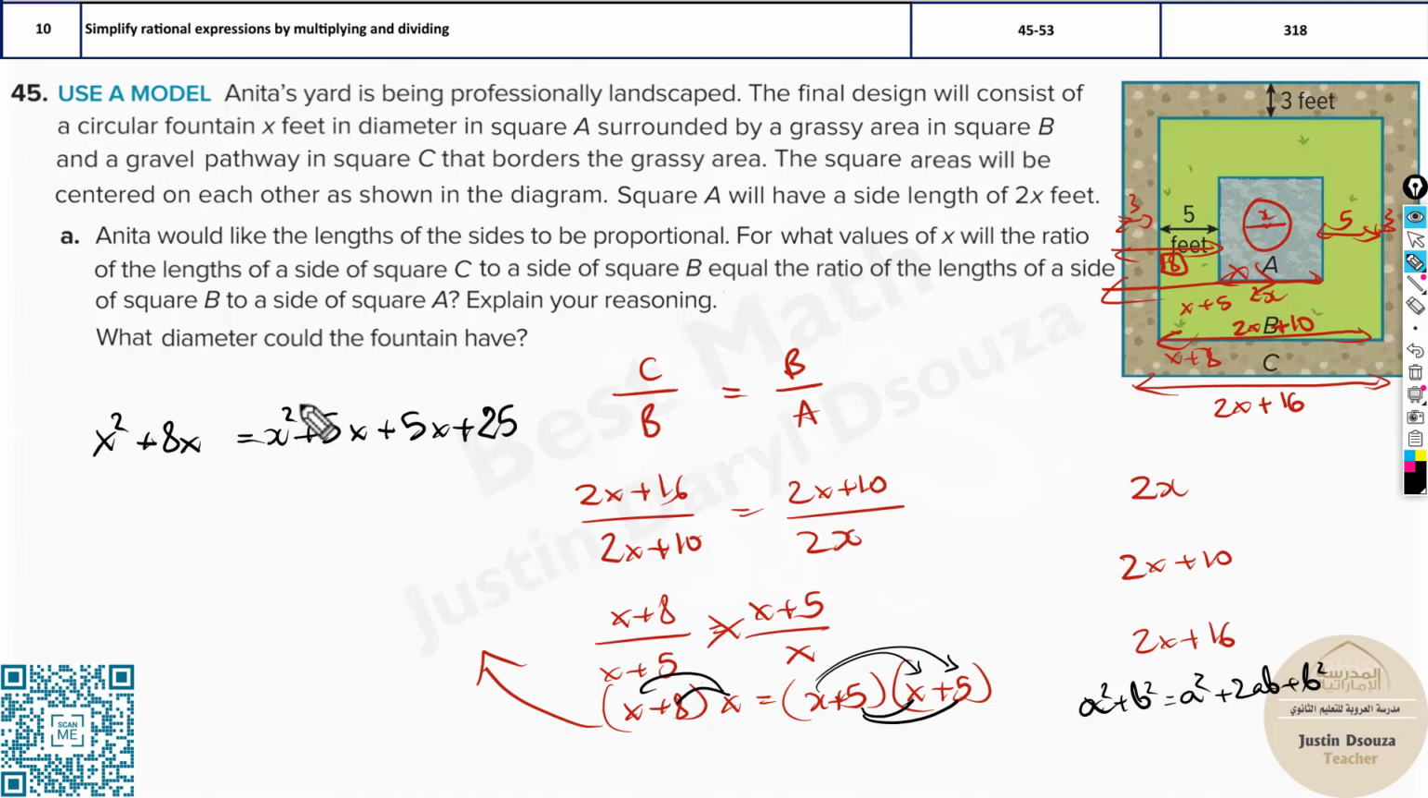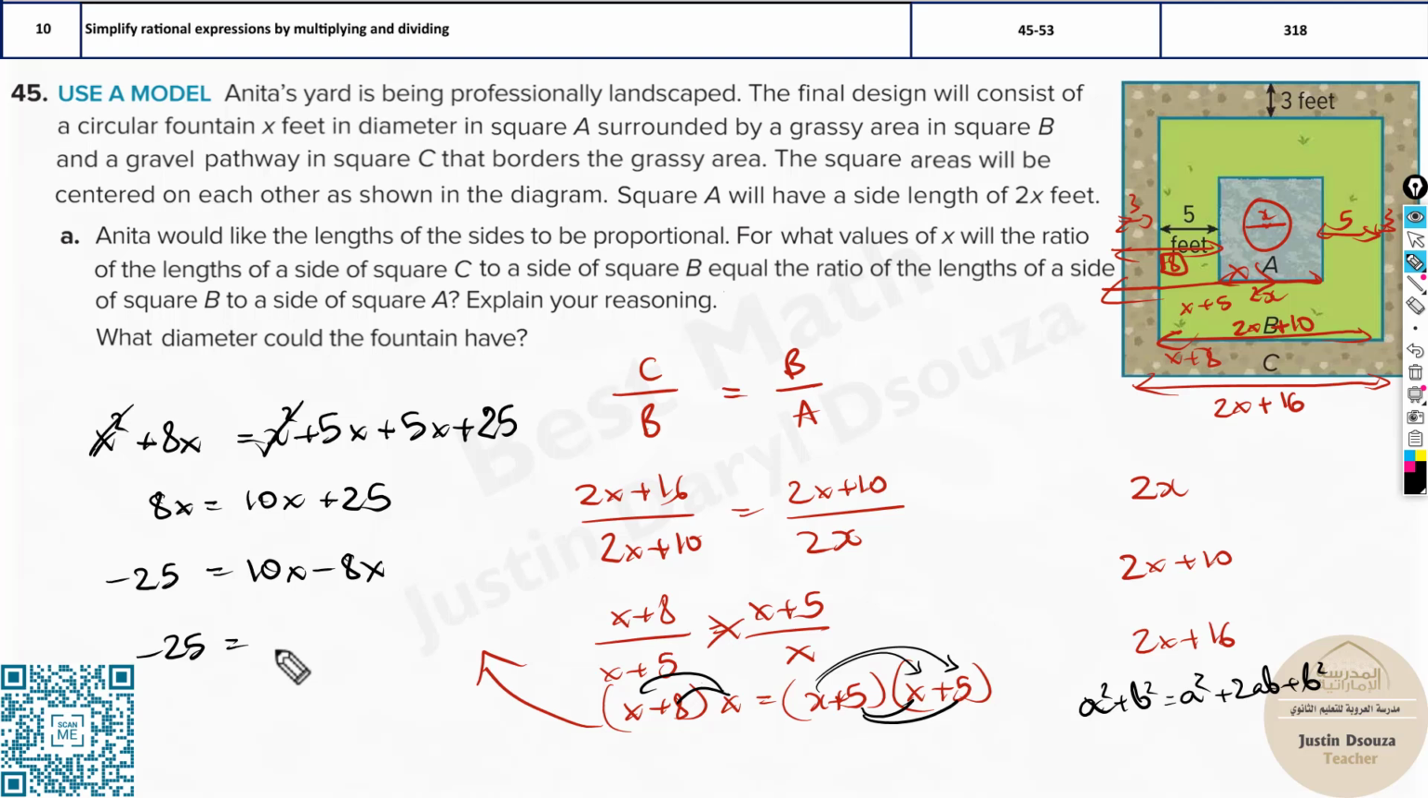Now let's simplify. x squared, when it moves to the other side, would become minus and it cancels off. So you have 8x equals 10x plus 25. This 25 will move to the other side and 8x to the inside, because 10x is bigger than 8x. So it'll be 10x, here will be minus 25 and over here will be minus 8x. I've just swapped these.